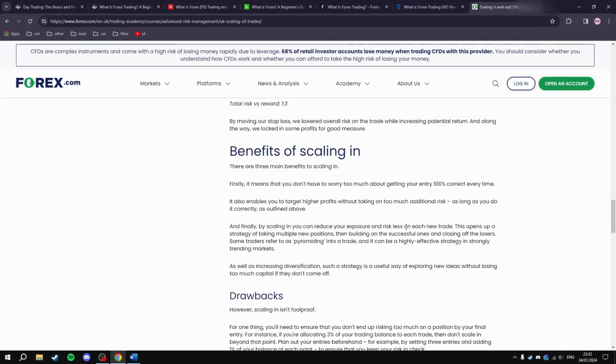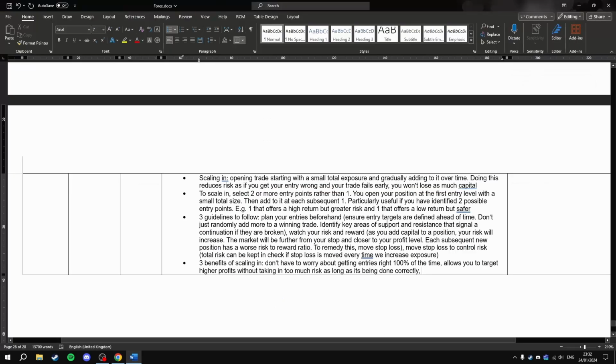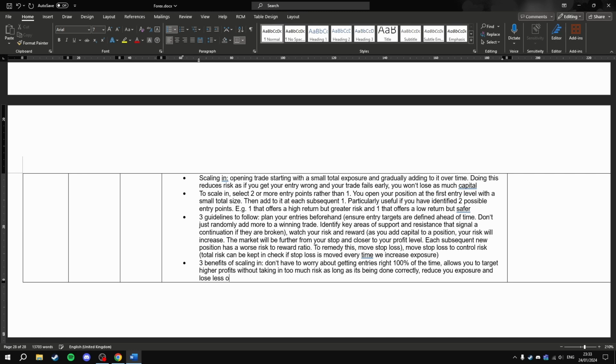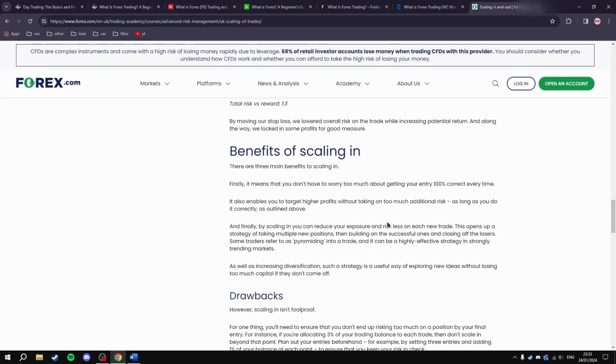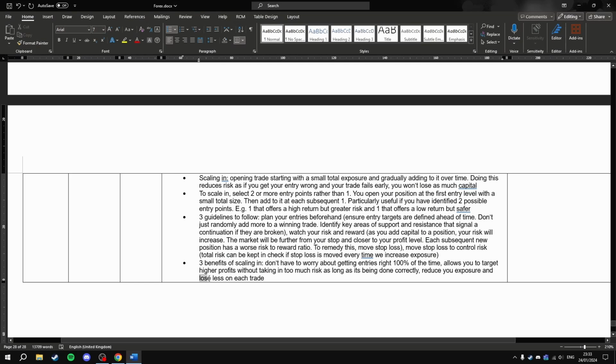And finally, by scaling in, you can reduce your exposure and risk less on each new trade.